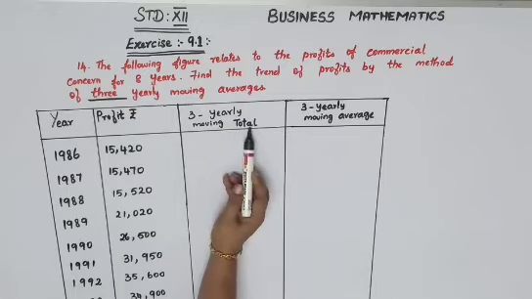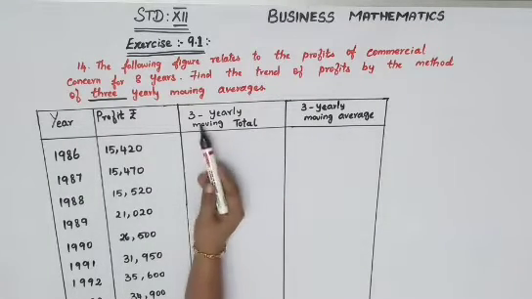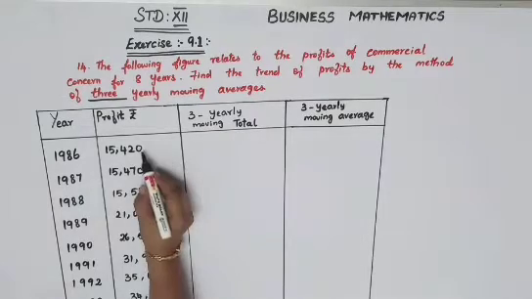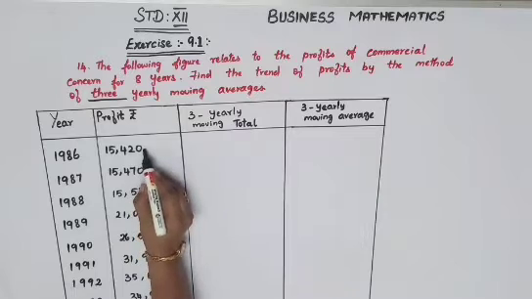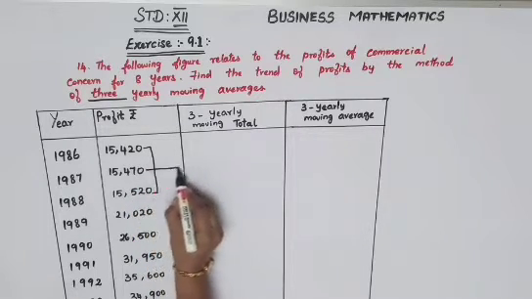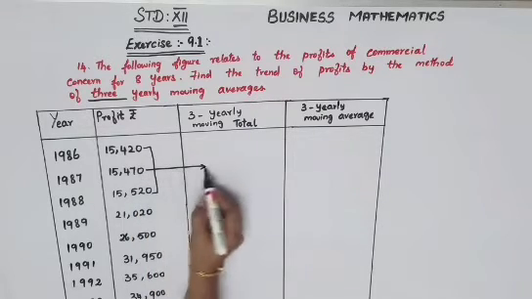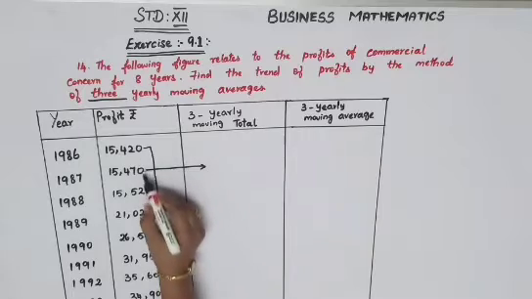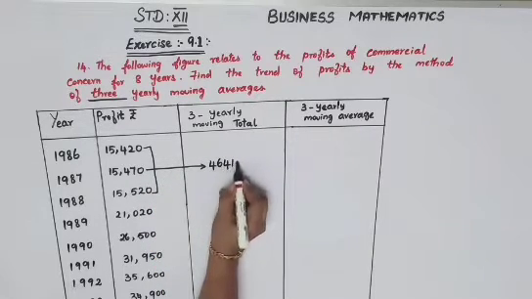3-yearly moving total you will have to find. The next column will be 3-yearly moving average. To find your 3-yearly moving total, you have to add the first 3 numbers. It is given 3-yearly only, so you have to add the first 3 numbers, and you will have to write the total straight to the middle number. So the addition of these 3 numbers, and in the middle number you will have to write it. Adding these 3 numbers, your answer will be 46,410.